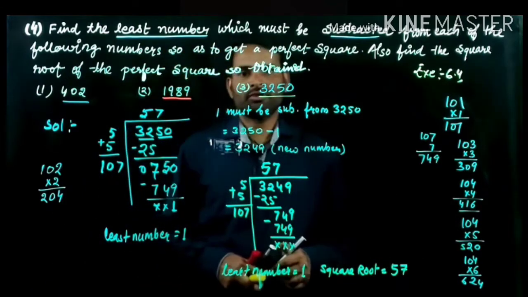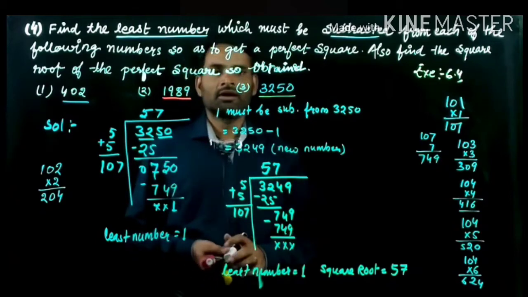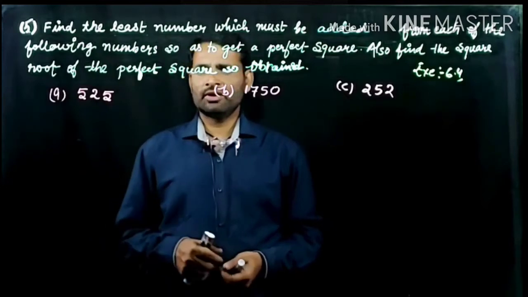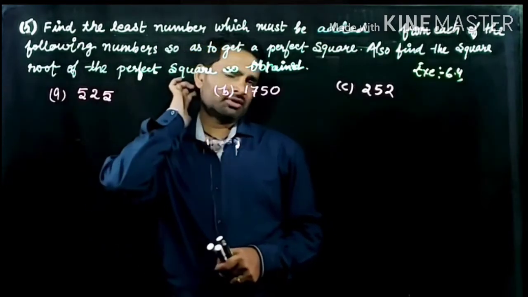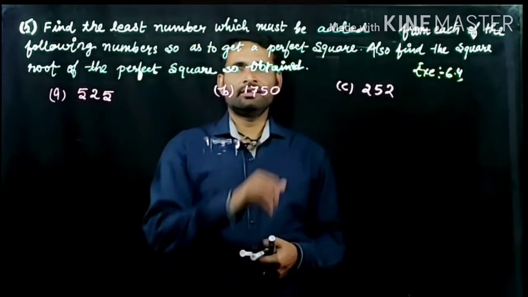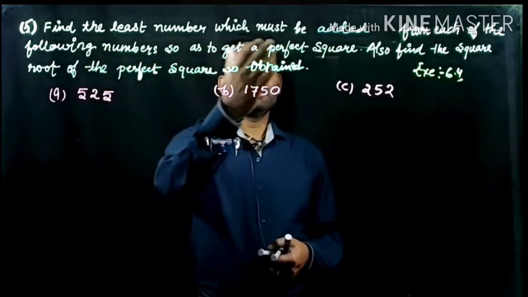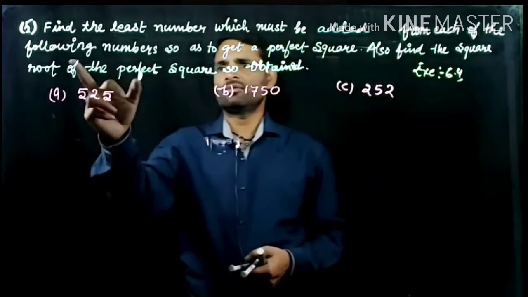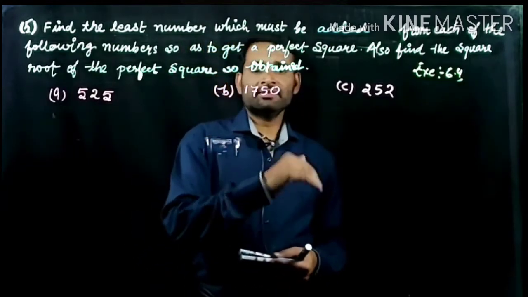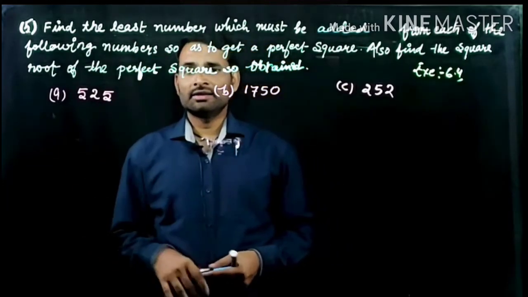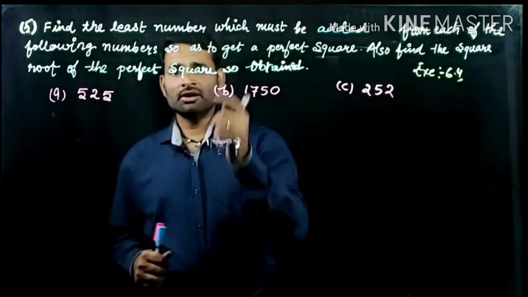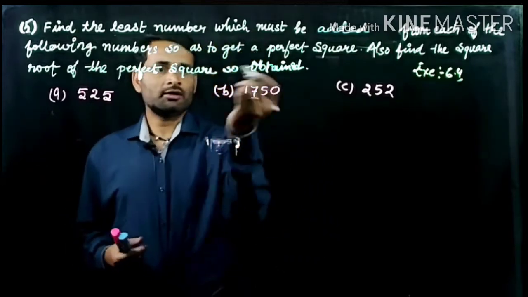The next two questions, 4 and 5, are your homework. Question number 5 is similar to question number 4, but the difference is that question number 4 is subtraction. In this question you add a number: find the least number that must be added to each of the following numbers. It means the given number is not a perfect square, and some small number is added so that it becomes a perfect square, and you also find the square root of the perfect square obtained.